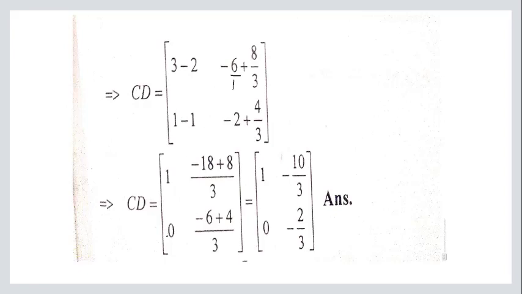1 minus 1 is 0, and then -2 plus 4/3. Again you just need to add these two numbers, so you will get the result (-6 plus 4)/3. So 1, and here you get (-18 plus 8) which is -10/3, and then 0, and then -6 plus 4 is -2/3.